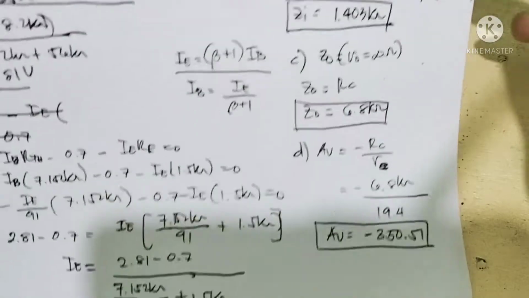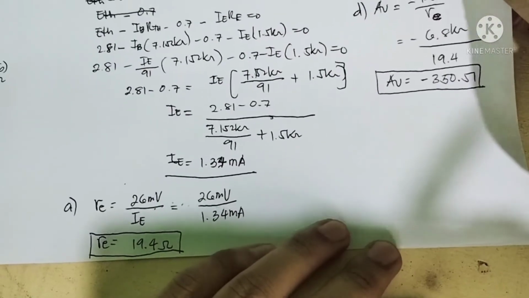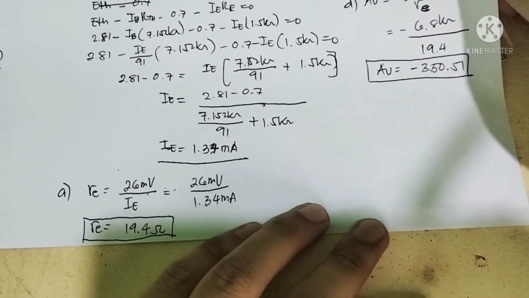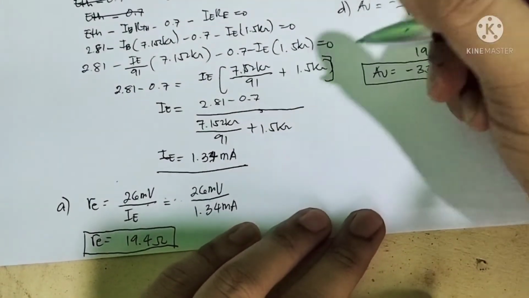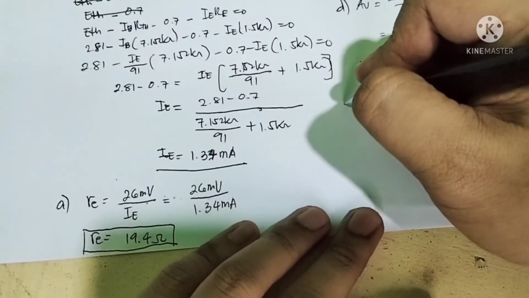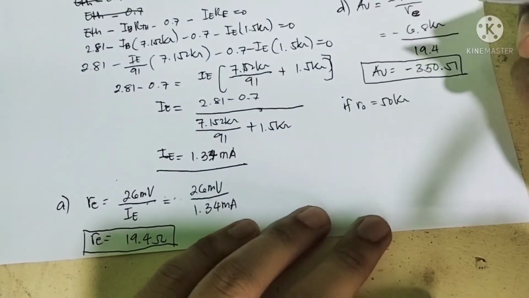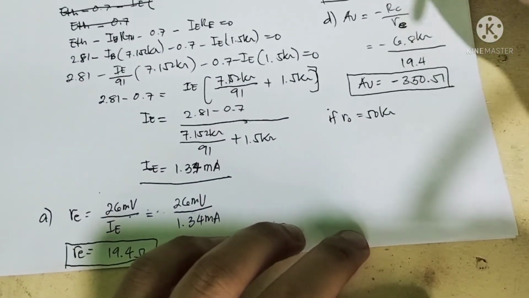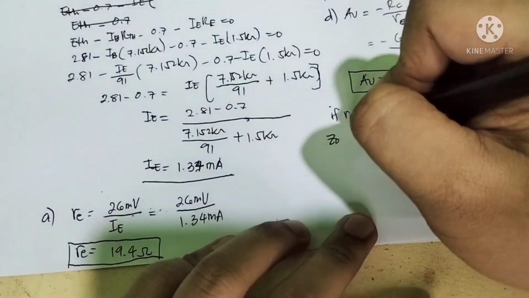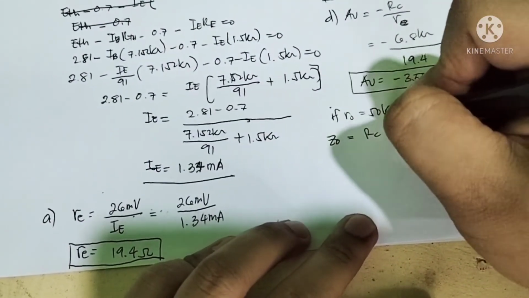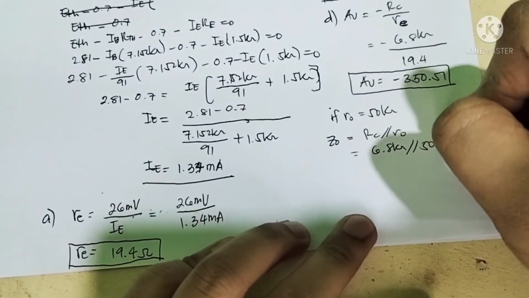So letter A, as you can see, the different outputs. So let's compare them. So letter C, where RO is equal to 50 kilo ohms. What will be the effect on our parameters? If RO is equal to 50K, then Z out is now equal to RC parallel with RO, which is 6.8K parallel with 50 kilo ohms.